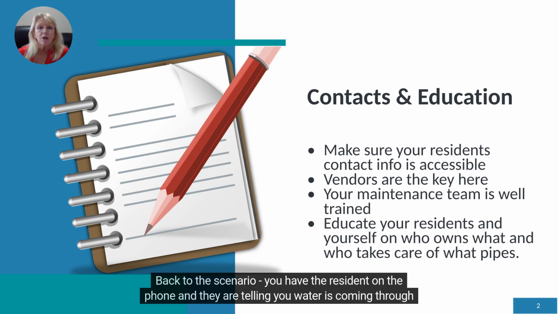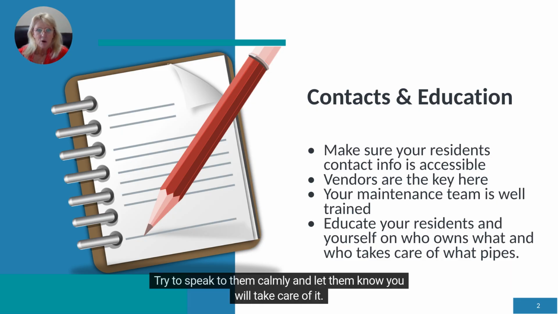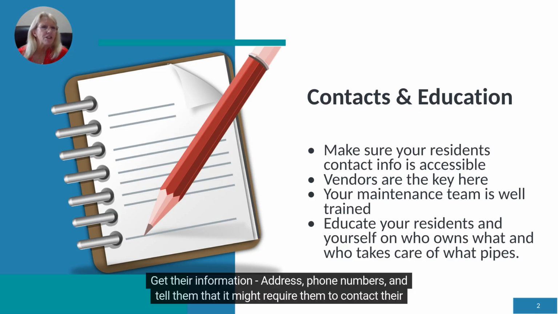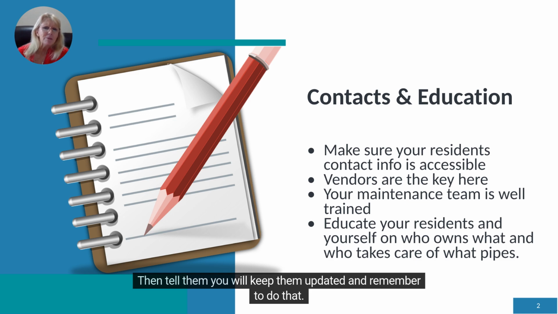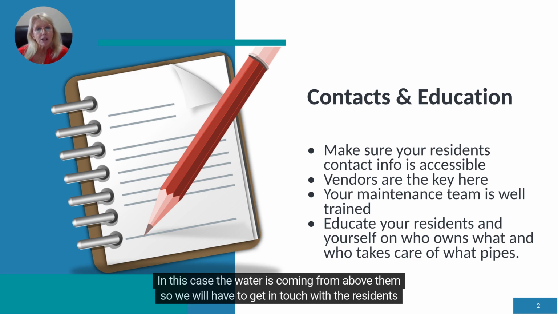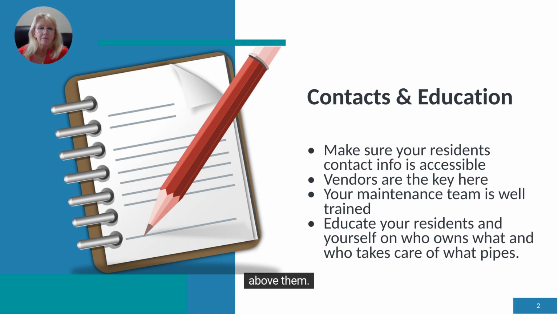Back to the scenario, you have the resident on the phone and they are telling you water is coming through the ceiling. Try to speak to them calmly and let them know you will take care of it. Get their information, address, phone numbers, and tell them that it might require them to contact their insurance company, even if the water is coming from another area. Then tell them you will keep them updated and remember to do that. In this case, the water's coming from above them, so we will have to get in touch with the residents above them.